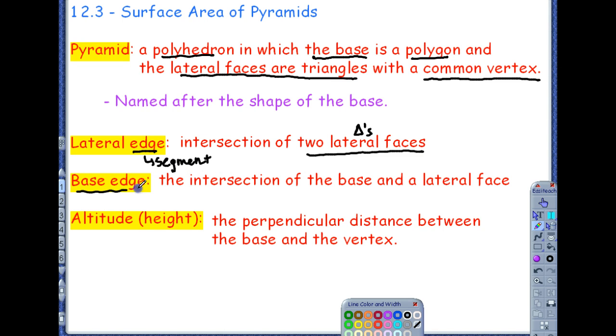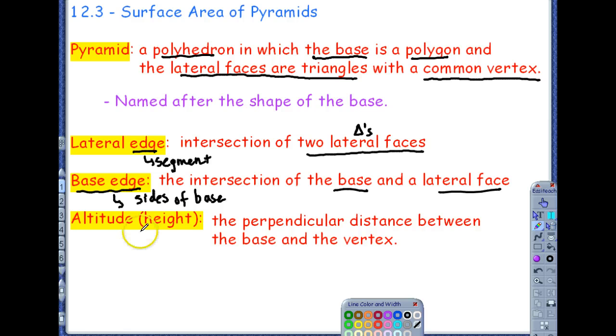Now, a base edge, on the other hand, is the intersection of the base and the lateral face. So you have the base and the lateral face that intersect. To me, a base edge is basically the sides of the base. What I mean by sides are the segments of the base. So if the base is a quadrilateral, there are going to be 4 base edges.